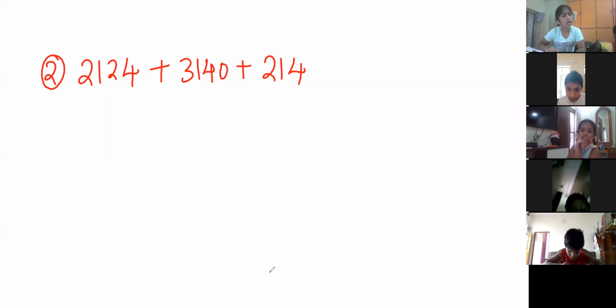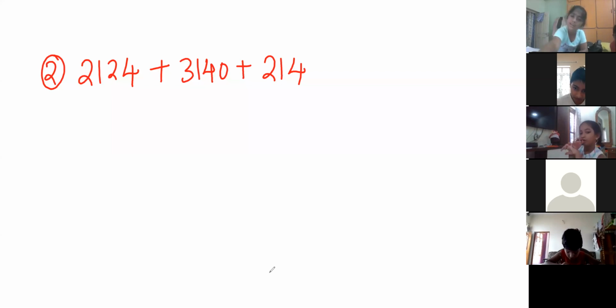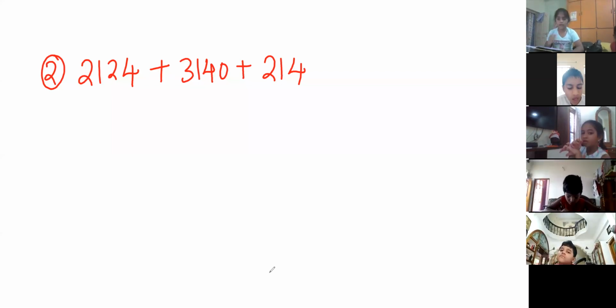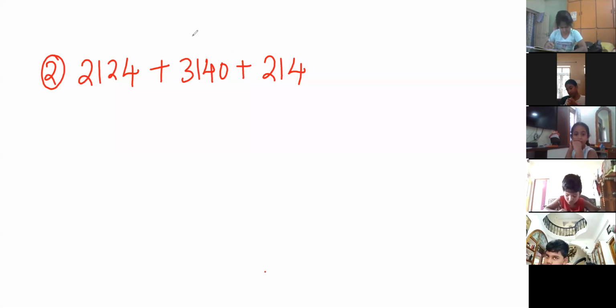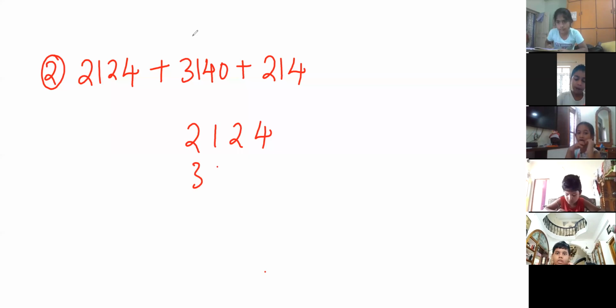That means this is the ones place here in 214, right? And this 0 is there in the ones place. Here 4 is there in the ones place. Let us take down those numbers according to their place values. 2124. Next is how much? 3140. All the ones place numbers should be gathered under the ones place only.